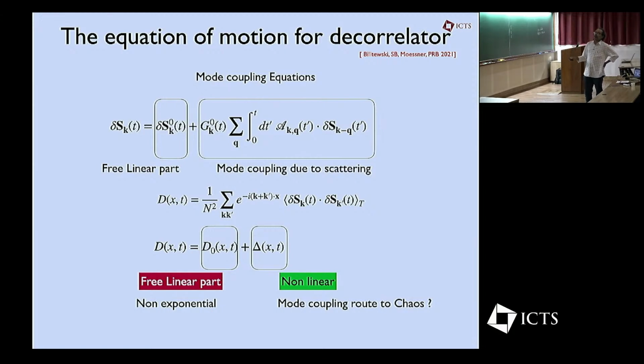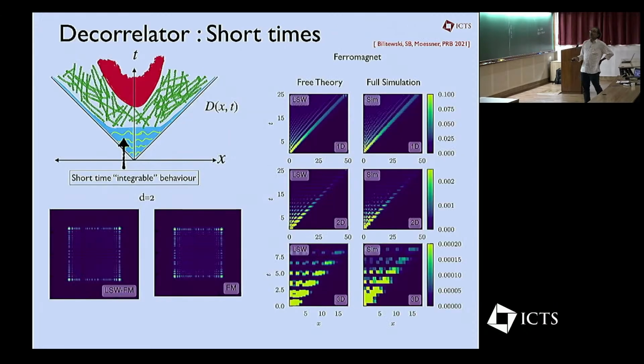So then if you take the square of this and take the Fourier transform back, there is a linear part of the decorrelator, which is non-exponential. And then there is this correction, which ultimately takes over. And the question is, is this the right way to think about how the long-time chaotic behavior is obtained, and the intermediate regime?